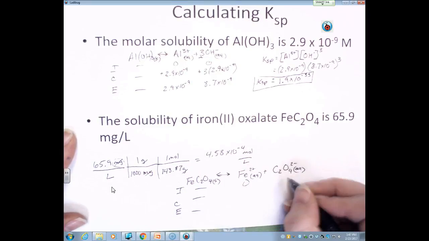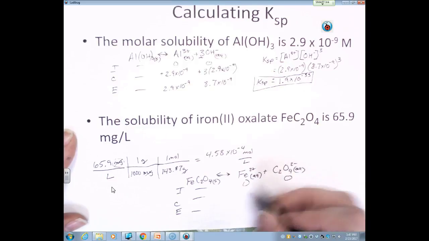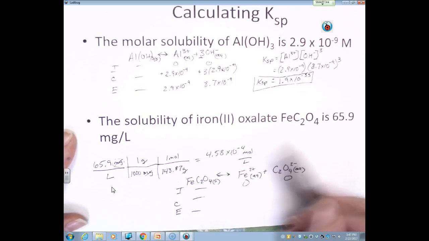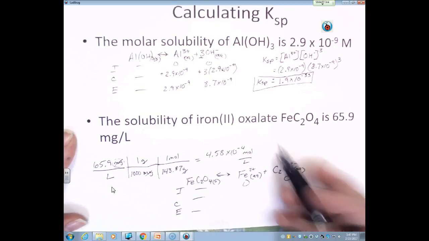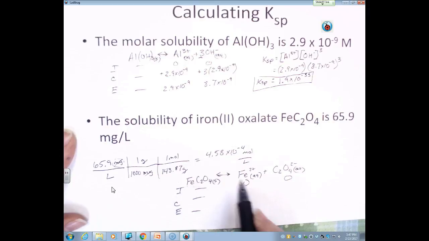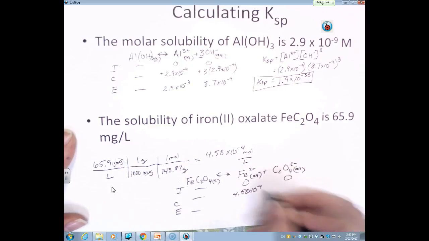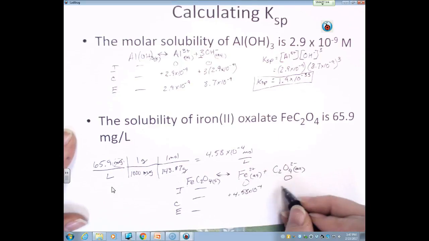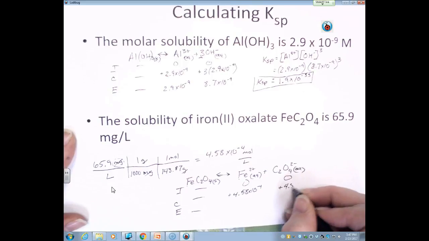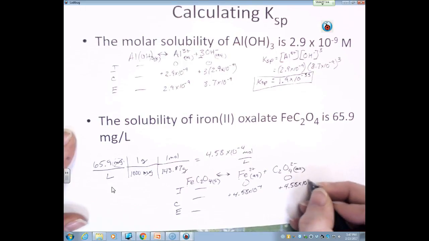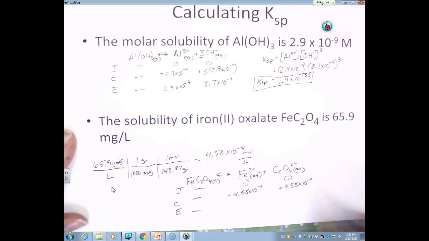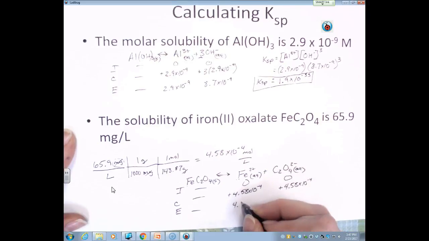So at the beginning we have no ions, and we know that this much is the only amount that's going to split up into ions. We look at our 1-to-1 mole ratio here. So that's going to be 4.58 times 10 to the negative 4. If that's my change here, then that's how many ions of this I'm going to get as well, since these are at a 1-to-1 mole ratio. And so it's 4.58 times 10 to the negative 4.